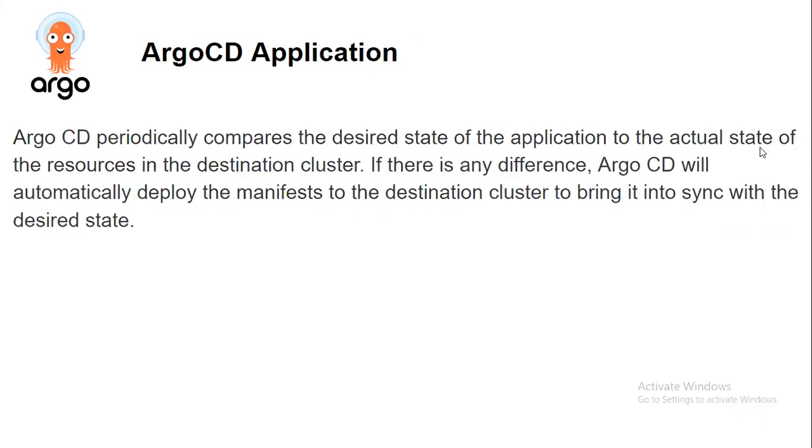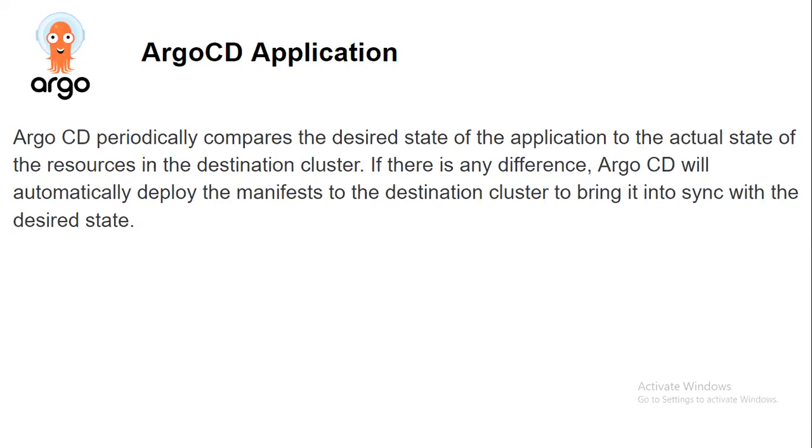The next is ArgoCD application. So what is an ArgoCD application? ArgoCD periodically compares the desired state of the application to the actual state of the resources in the destination cluster. And if there are any differences, ArgoCD will automatically deploy the manifest to the destination cluster to bring it into sync with the desired state. So that's a short definition of an ArgoCD application.